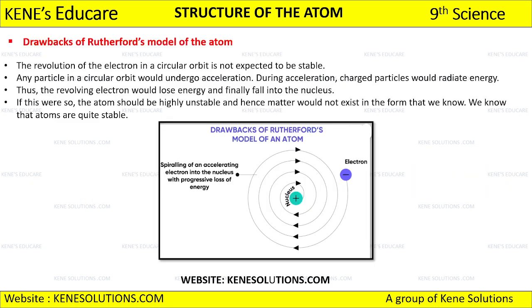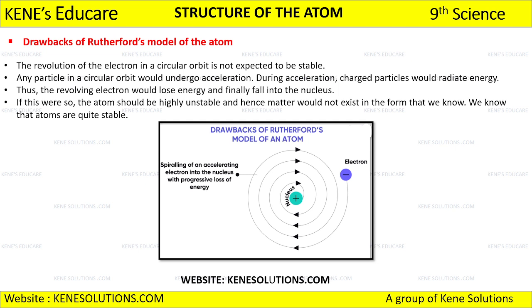After this, we have the drawbacks of Rutherford's model to discuss. Drawbacks mean the reasons because of which Rutherford's model has not been used, but he has given a lot of contribution. See, the revolution of the electron in a circular orbit is not expected to be stable, because any particle in a circular orbit would undergo acceleration.